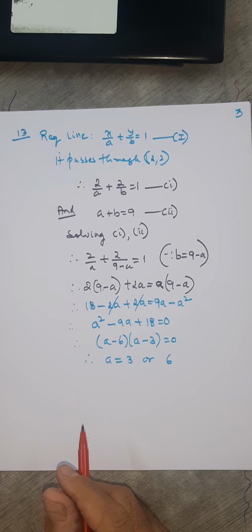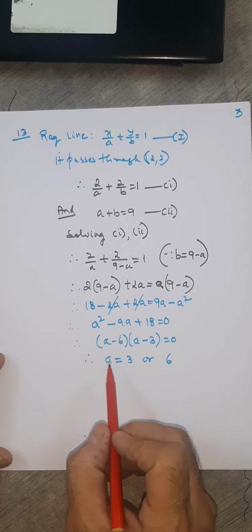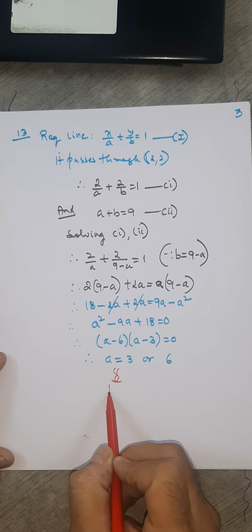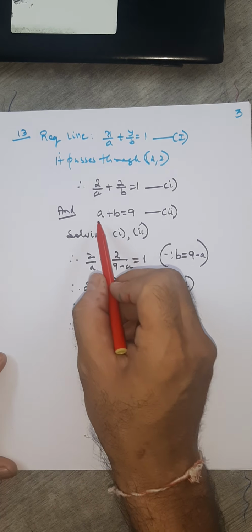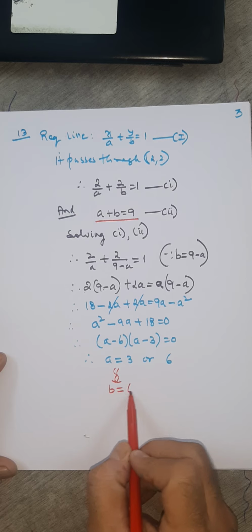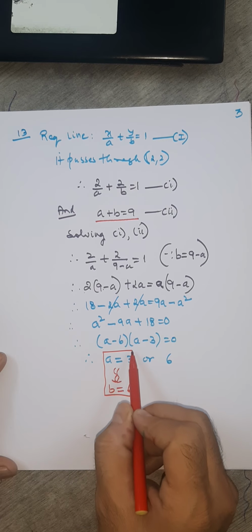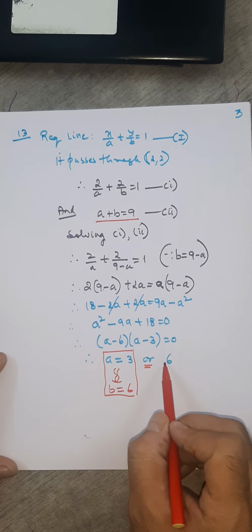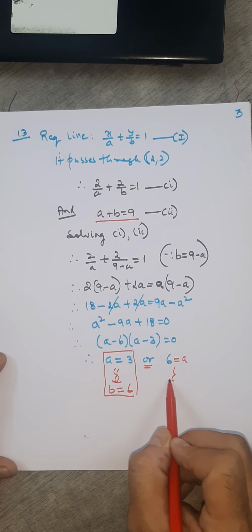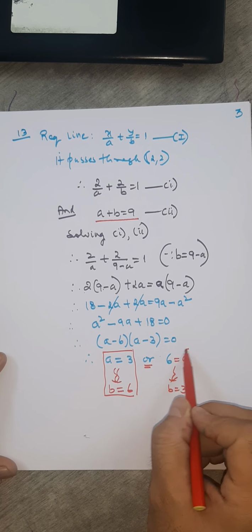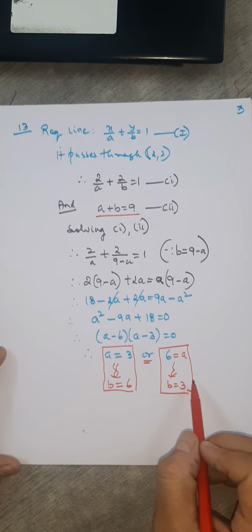Now if a is 3, we want b also. If a is 3, obviously what is b? The summation is 9, look here, so this has to be 6. So one possibility is this. If a is 6 here, then b has to be how much? 3. Got it? This is the other possibility.